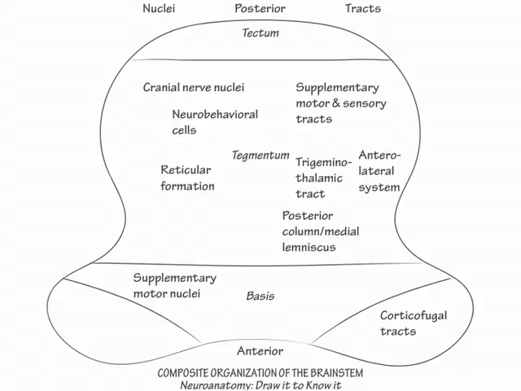Now label the auditory system. The brainstem components of the auditory system are the superior olivary nucleus, trapezoid body, lateral lemniscus, and inferior colliculus.